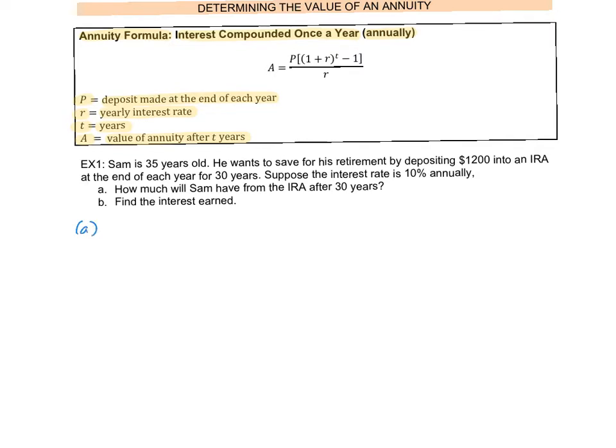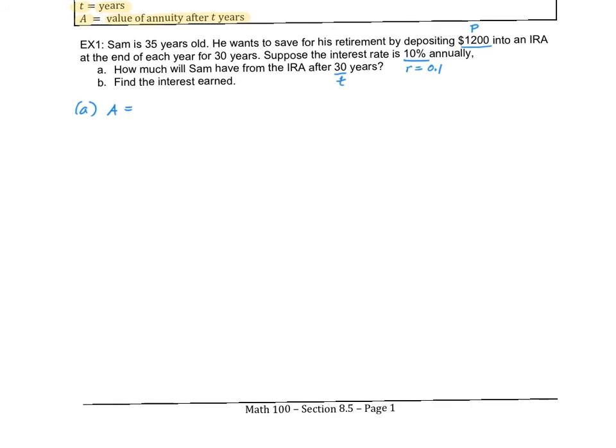Part A is saying how much will Sam have after 30 years? So that's your A value. We're just going to plug our values into our formula. Let's see where all the information is coming from. So the $1,200 is how much Sam is putting in every year. So that's your P. 30 years, that would be your T in the formula. The 10% annually, that's the rate. And when we put a rate in a formula, we switch it to the decimal. So this would be 0.1. I think I have everything. I'm just going to put this in.